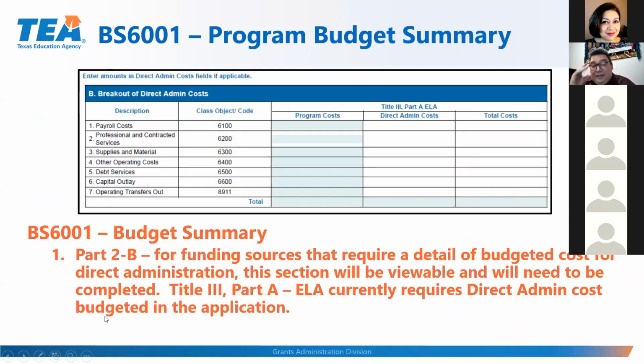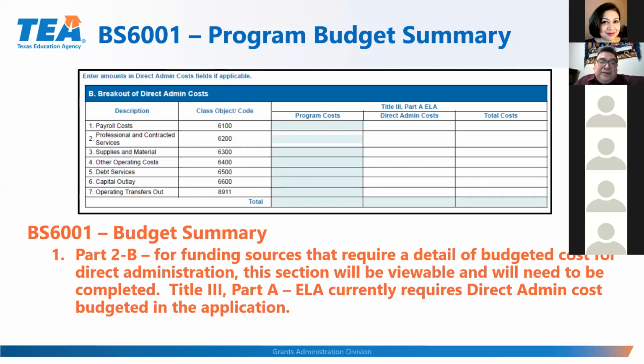And something new this year that wasn't there last year, in previous years, we had 3 columns for Title III Part A ELA. We had a program cost, an admin cost, and then a total cost. So you had to go in and budget money under program costs, and if you had any direct admin costs, you had to budget it, and it would have to equal the total amount of the allocations.